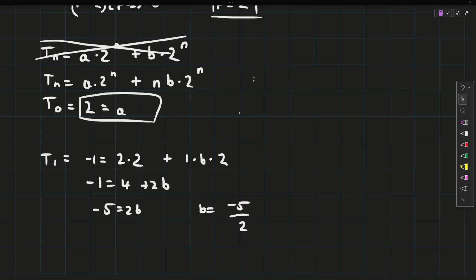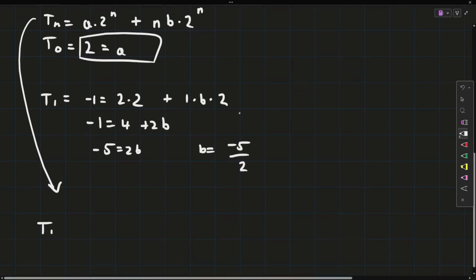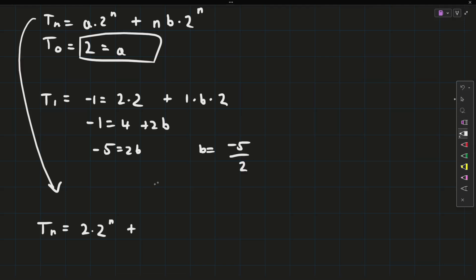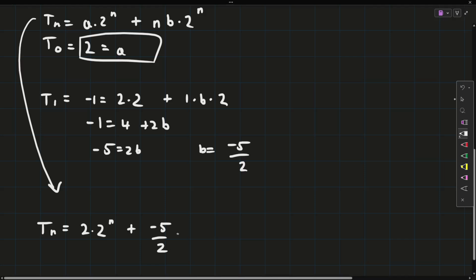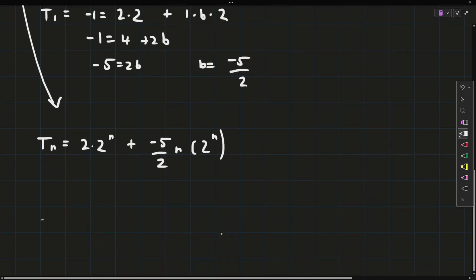So then finally, we can write our final solution down here. We can say that tn will be equal to a times 2 to the power of n, so 2 times 2 to the n, plus n times b. So I'll actually write this as minus 5 over 2 n. So again, n multiplied by b, I'm just writing that as minus 5 over 2n to make it easier, multiplied by 2 to the power of n. You don't have to, but you could clean this up if you'd like, so you have to write less into your calculator.